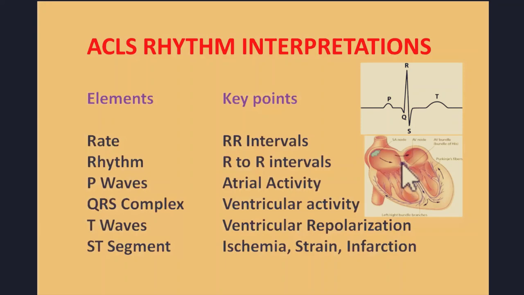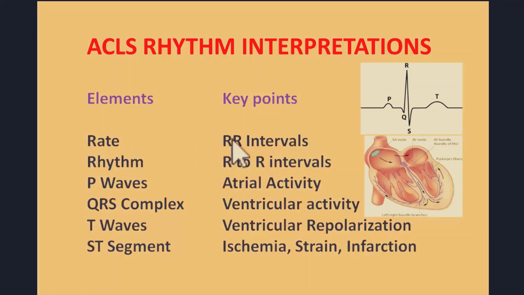After that, the impulse traverses through the Purkinje system and it activates the ventricular muscle that is reflected by the QRS complex. After that, we have a stasis period, and that is followed by ventricular repolarization, which is reflected by the T wave. So when we have a strip in front of us, first we need to determine the rate.